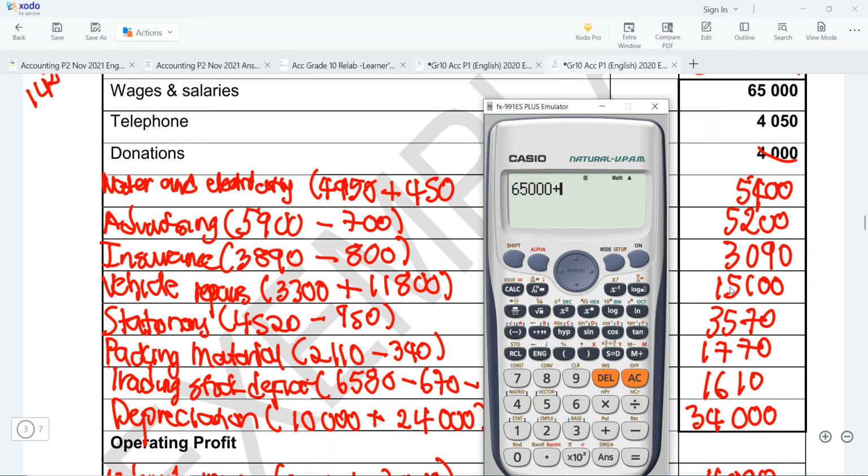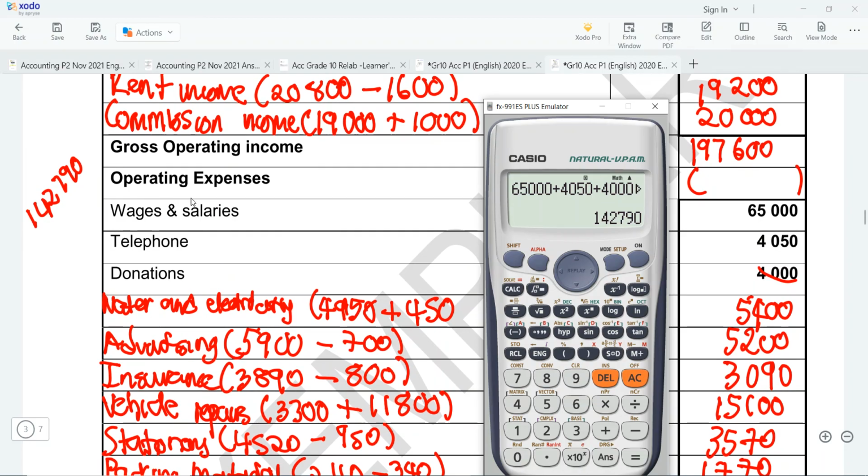65,000 plus 4,050 plus 4,000, and then plus 5.4, and then also plus 5.2 plus 3,090, and then plus 15,100, and then plus 3,570, and then also plus 1,770 plus 1,610, and then plus 34,000, 142,790. So it means our answer is correct.